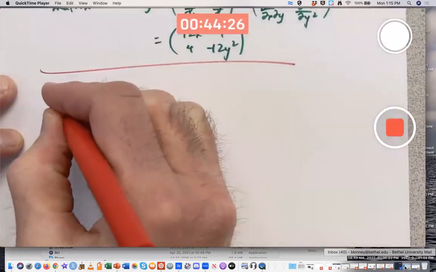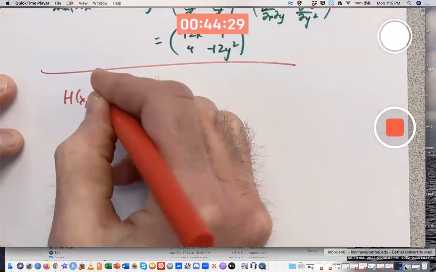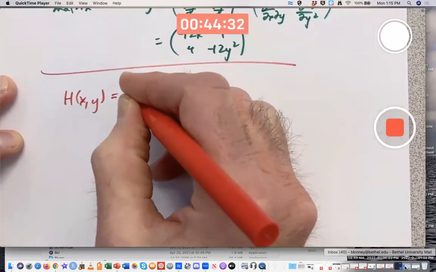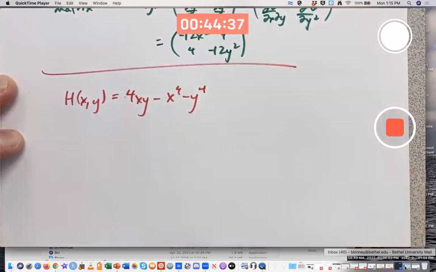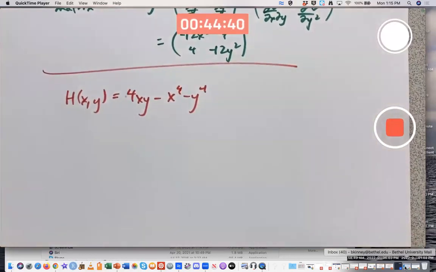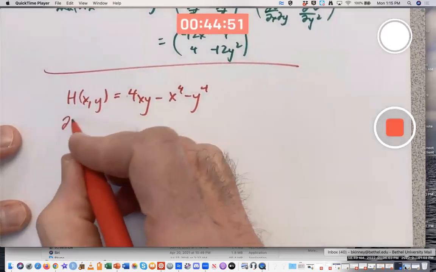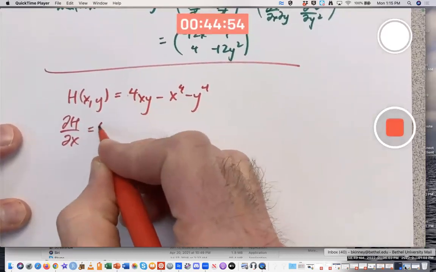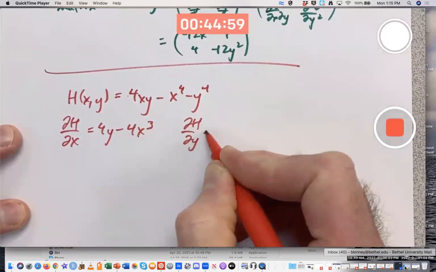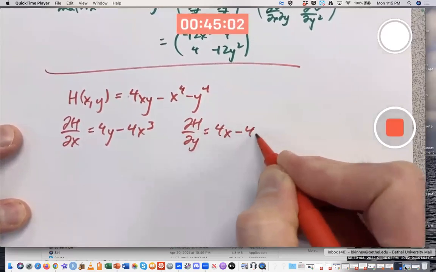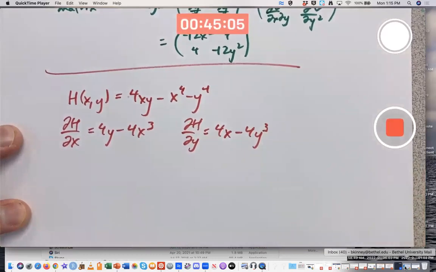So now I'm going to create a new system using a function that I'm going to call H of x, y, but it's going to be the exact same function as V: 4xy minus x to the fourth minus y to the fourth. I'm just calling it H in honor of Hamilton. Hamilton lived about 150 years ago. Famous British mathematician. The partial derivatives are the exact same as before, because it's the exact same function. H equals V.